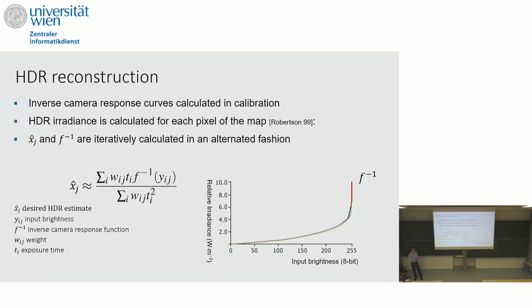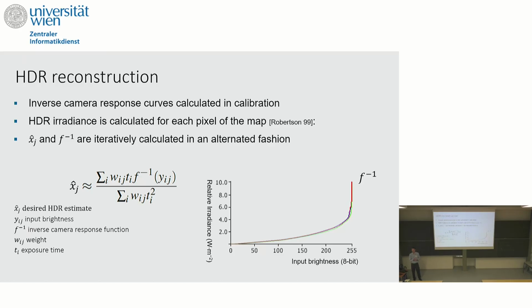And the inverse camera response function typically looks like this, where we have our 256 values of the image brightness, and we can remap it back to the relative irradiance from the real world. And now the question is, how can we calculate this? And the answer is, we can calculate it jointly with the reconstruction of these high dynamic range values of x, and we can do this in an alternating fashion.